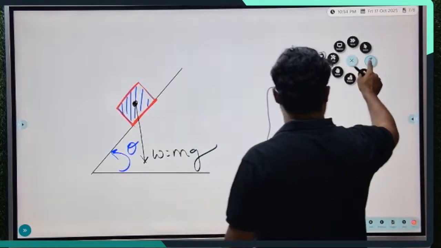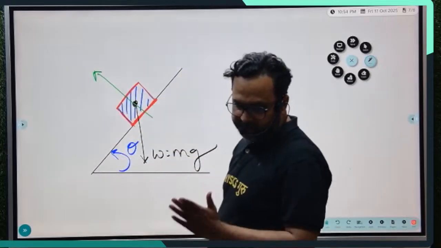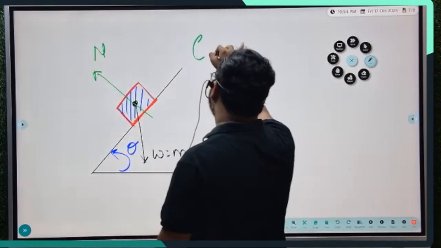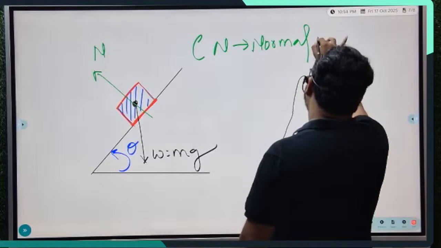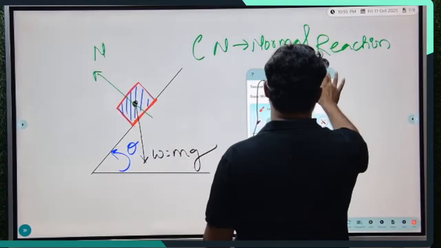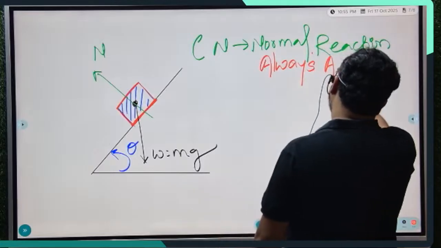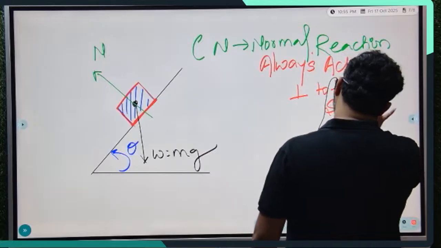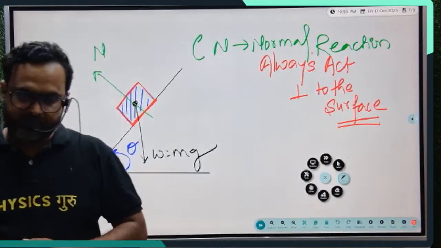Normal reaction force, that is acting perpendicular to the surface. Normal reaction always acts perpendicular to the surface. It is important to note that normal reaction always acts perpendicular to the surface. Clear?